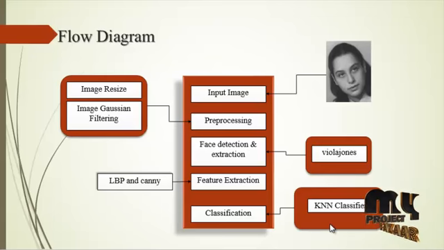In the classification process here we are using the KNN classifier, that is the K-nearest neighbor classification. It calculates the age for a particular image, for example whether the age is 18 or 30, and this girl is identified as 16 years old. So this is the classification process using the KNN classifier. These are the overall flow diagram of the process.